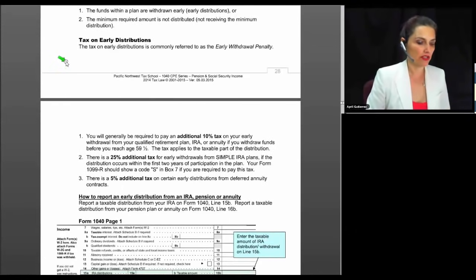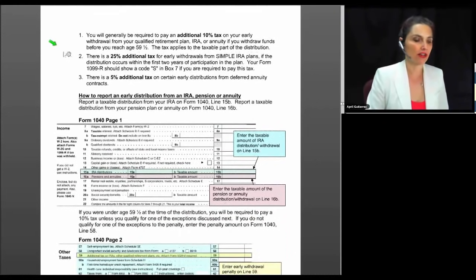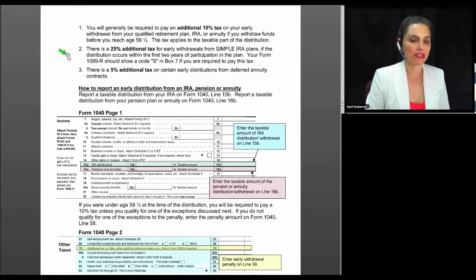Tax on early distributions, that's what we're going to talk about first. The tax on early distributions is commonly referred to as the early withdrawal penalty, and you are going to be required to pay an additional 10% tax on your early withdrawal from your qualified retirement plan, IRA, or annuity if you withdrew funds before you reach the age of 59 and a half. The tax applies to the taxable part of the distribution. There is a 25% additional tax for early withdrawals from a SIMPLE IRA if the distribution occurs within the first 2 years of participation in the plan.